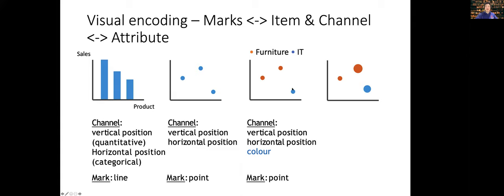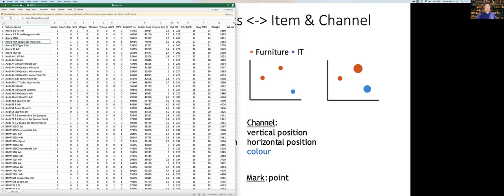So just come back here and we can say the marker is a point. Again, the items and attributes, the item didn't change compared to the previous two. We're still showing three products, but the attributes changed a little bit. We still have the product and sales, the same attributes as before, but now we have a new attribute called furniture and IT. I think it might be easier if I show you the example. Okay, let me close this one.